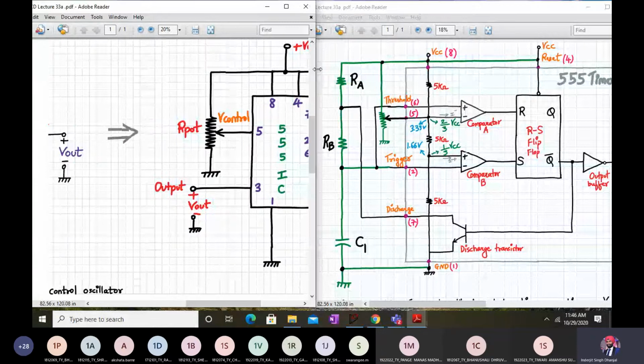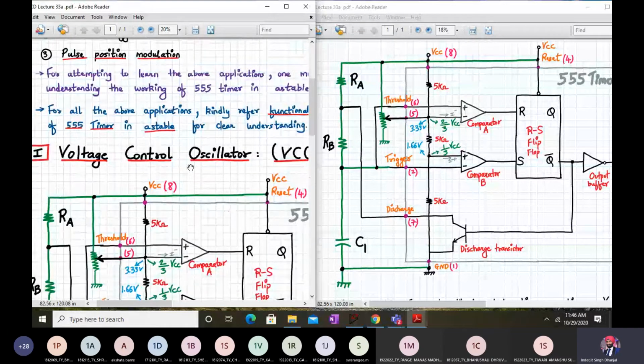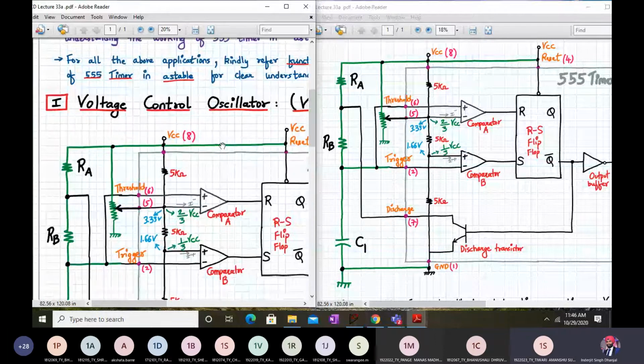Now, anyone has any idea about what is a voltage controlled oscillator? Why is it called an oscillator? I have already informed you all: this circuit doesn't work with any input. Based on the input voltage applied, proportional to it, the output frequency will be generated. Perfectly said. The output frequency is a function of input voltage. That's the voltage controlled oscillator.